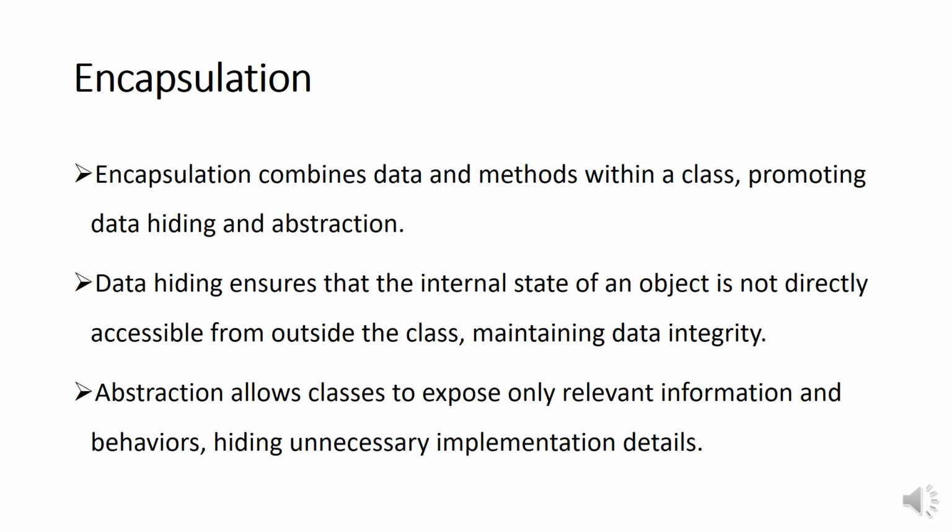Let's continue. Let's look at some of these terms, starting with encapsulation. Encapsulation combines data and methods within a class, promoting data hiding and abstraction. Data hiding ensures that the internal state of an object is not directly accessible from outside the class, maintaining data integrity. Abstraction allows classes to expose only relevant information and behavior, hiding unnecessary implementation.